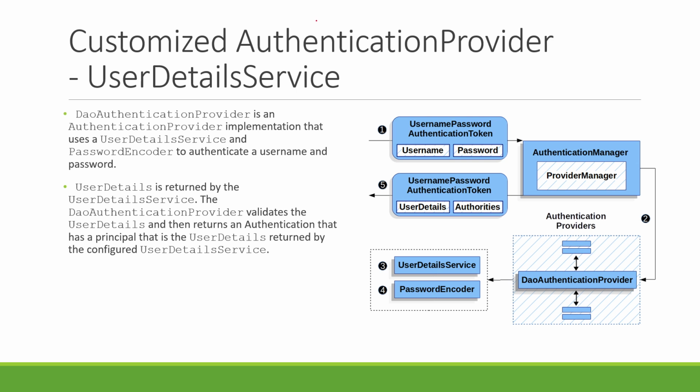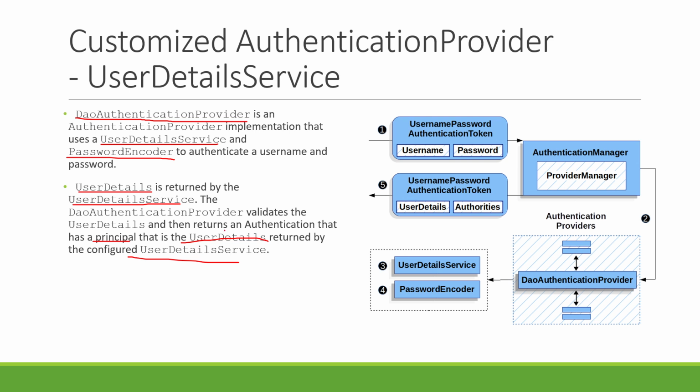So DAO Authentication Provider is an authentication provider implementation that uses the user detail service and the password encoder to authenticate a username and password if you want to control everything by yourself, okay? Then in the user detail service, you must return the user details, okay? And the DAO Authentication Provider validates the user detail, then returns an authentication that has a principal that is the user detail returned by the user detail service.